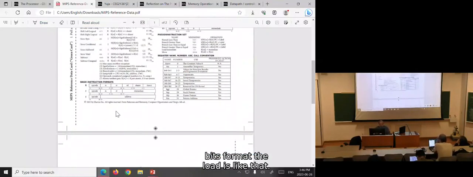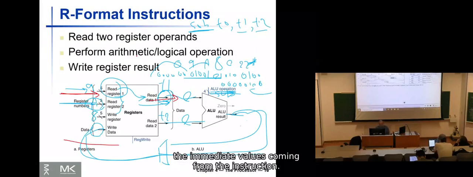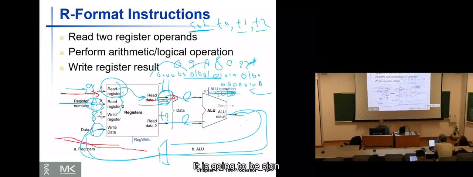I format? The load is like that. We have the opcode of load, then RS, which is the base address for the load, RT, which would be the destination register that the value is going to be written to, and then we have the immediate value. So the immediate value coming from the instruction is going to be sign extended and coming here to the ALU from this side, and the register as a base coming from here, they are added together, and this would be the address of the memory.